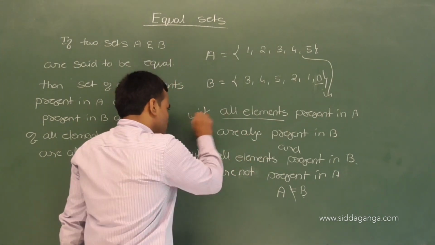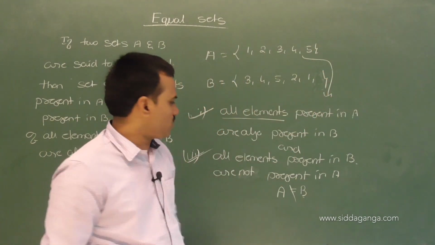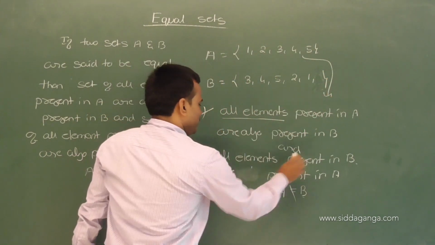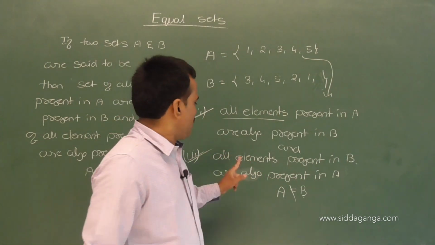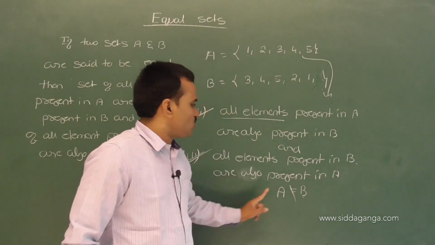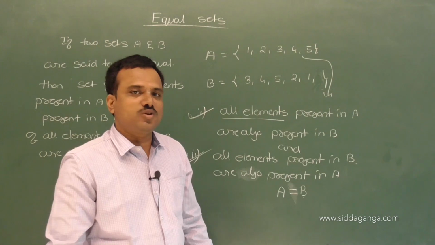That's why these two conditions are very important. If I strike out 0, all elements present in B are also present in A. Observe the difference. Then we say that A is equal to B.